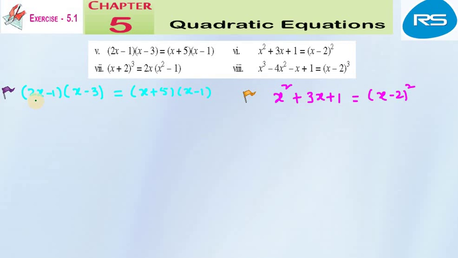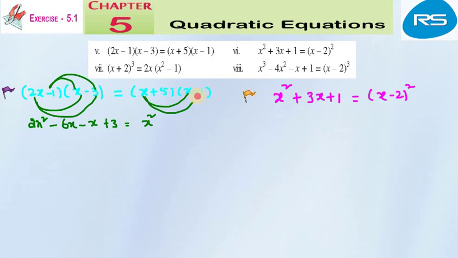Now I will multiply this binomial with binomial: 2x with x, 2x square; 2x with minus 3, that is minus 6x; minus 1 with x, minus x; minus 1 with minus 3, that is plus 3. That is equal to, here also the same process: x into x, x square; x into minus 1, minus x; 5 into x, plus 5x; and 5 into minus 1, that is minus 5.